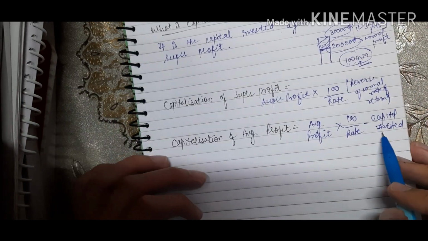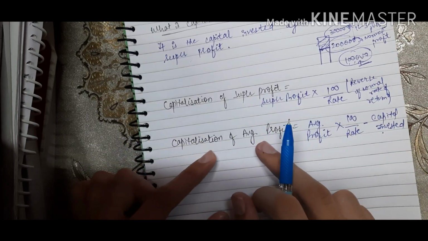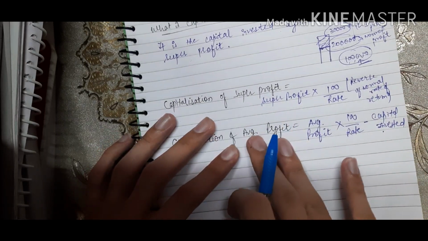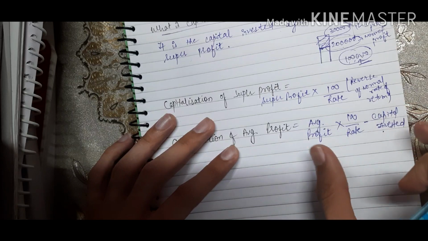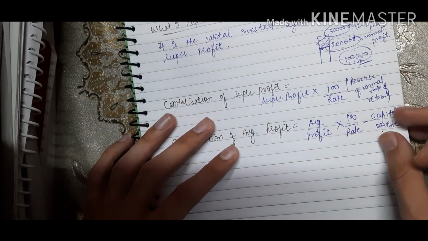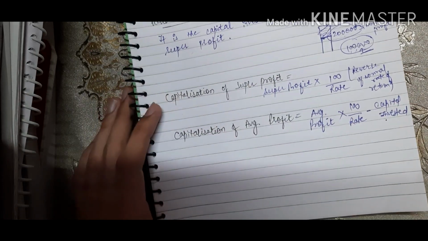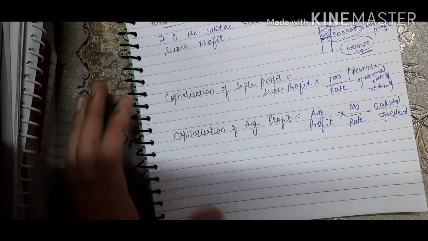We have subtracted capital invested because it is the average profit. जो मैंने आपको लास्ट उसमें कैलकुलेशन बताया था एवरेज प्रॉफिट कैसे निकालते हैं, अगर आप वो देख लेंगे तो आपको इसका समझ में आ जाएगा कि why we have subtracted this capital invested, right. So now coming to the question.